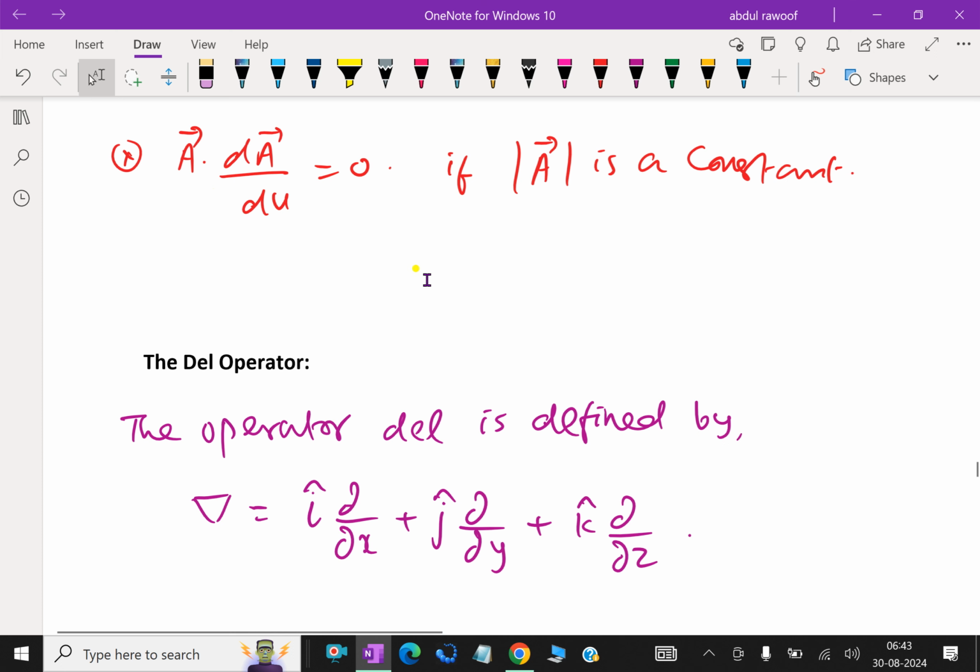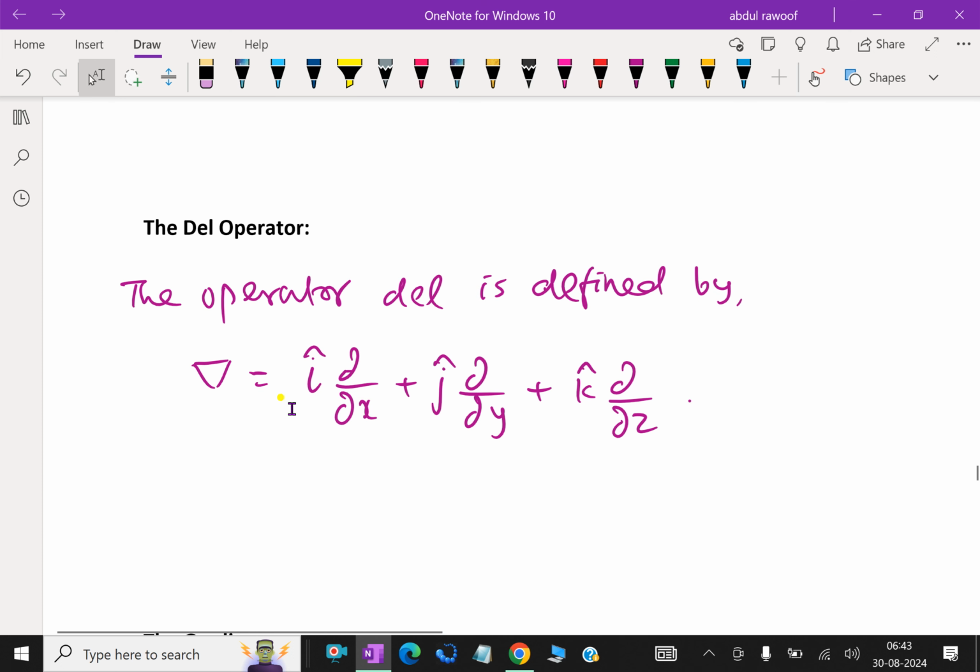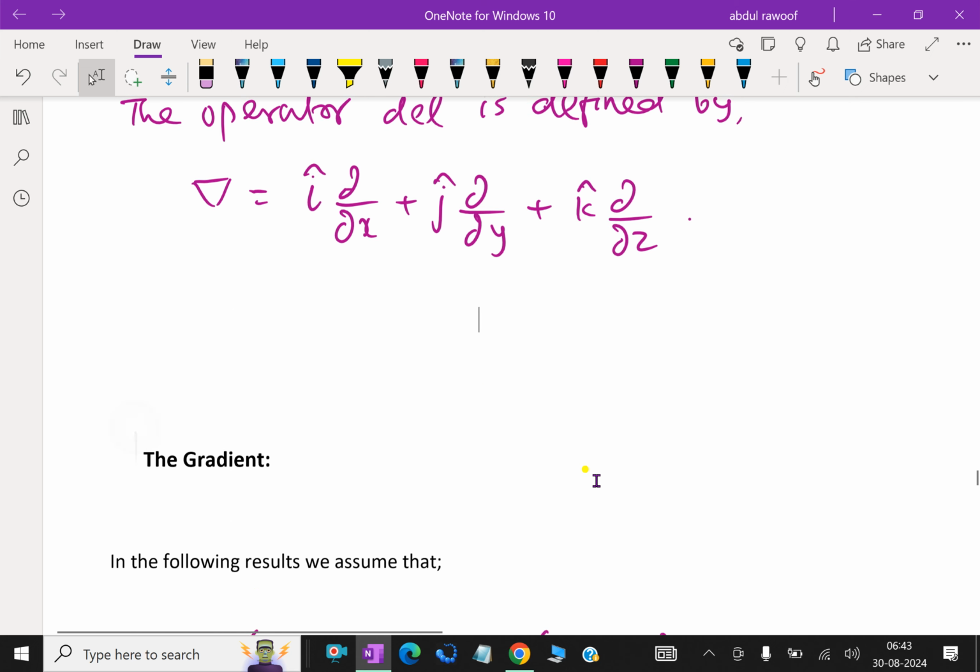Next, the del operator. You can say the operator del is defined by del equal i vector dou by dou x, the partial derivative, plus j vector dou by dou y plus k vector dou by dou z.